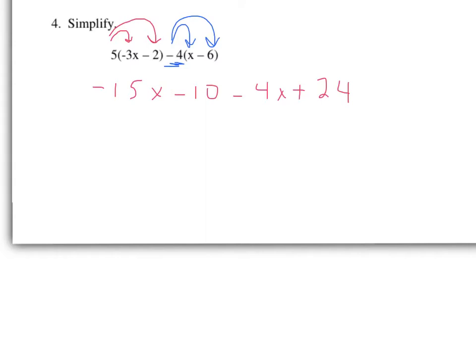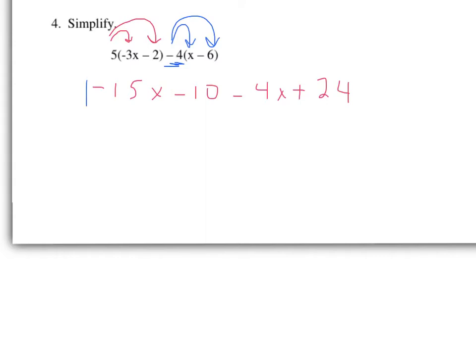And now we'll combine like terms. So when I combine like terms, that means they have to look the same. So I can combine all of the things that have an x with them, or I can combine the terms that don't have x's with them. But they have to look a certain way.